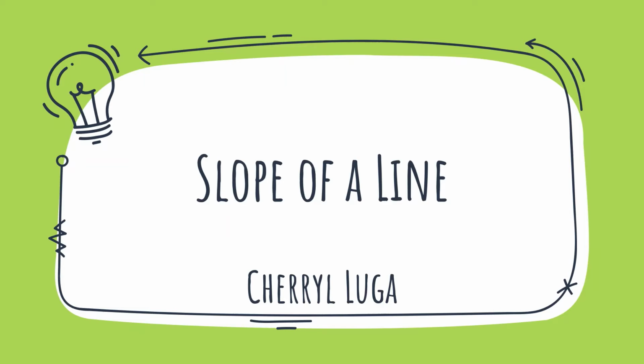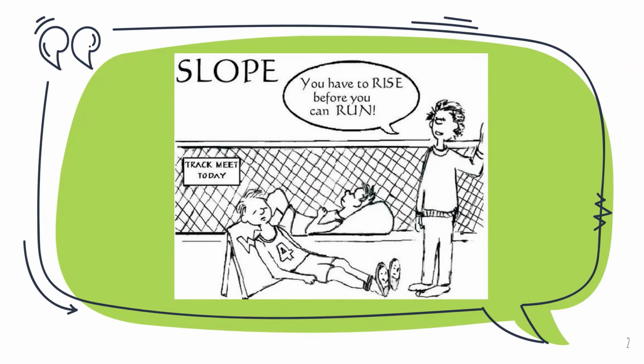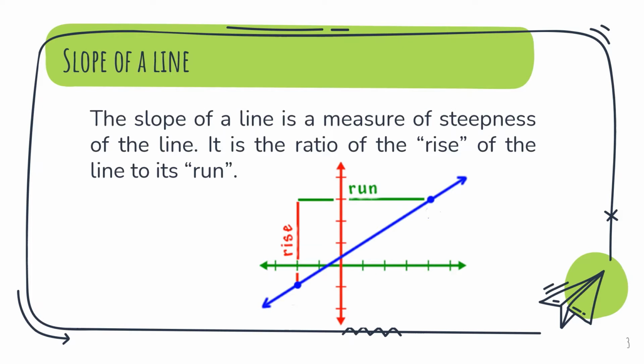Okay, now the topic for this video will be all about the slope of a line. So these are images that are related to the slope of the line. Slope of a line is a measure of steepness of the line. So it is the ratio of the rise of the line to its run.